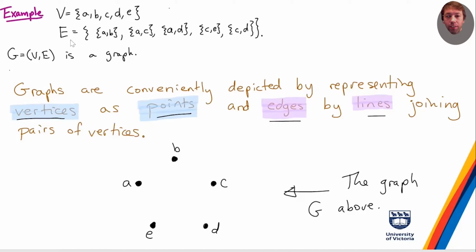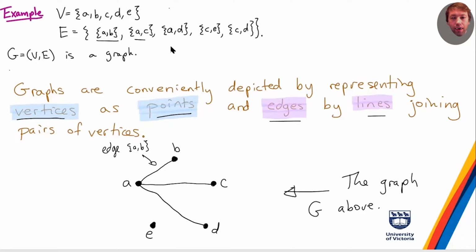So the first edge here is AB, and we can represent this by a line that joins A to B. So this is a representation of the edge AB. I get an edge between A and C because of the second edge. I've got A and D, I've got C and E, and I've got C and D. Okay.